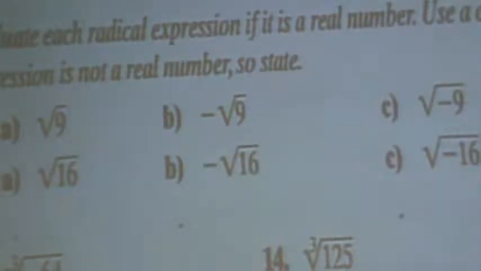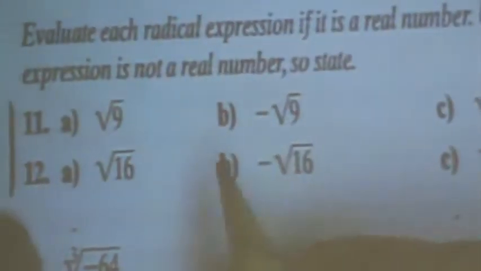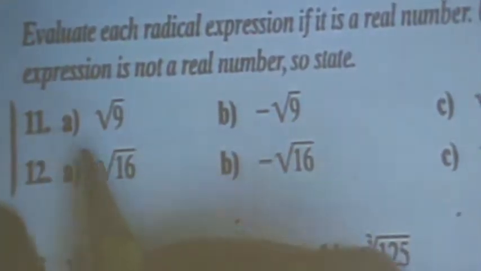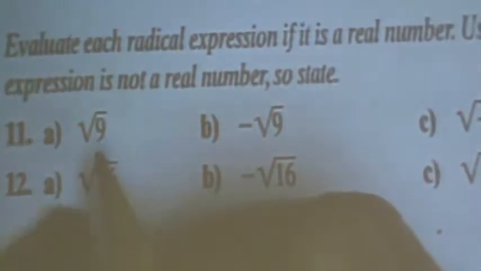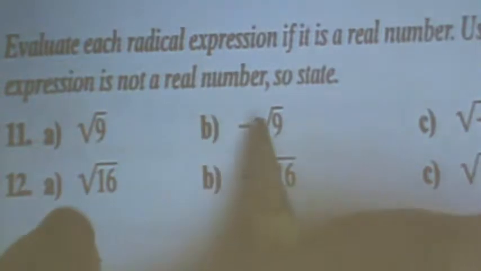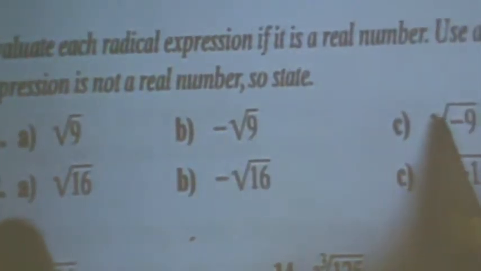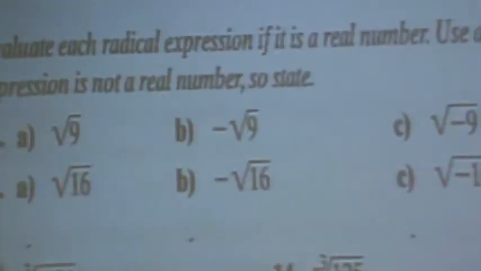Okay, this is Math 1000, Chapter 7, Section 7-1. These are your radical expressions, and you're going to evaluate them. So, for problem number 11, it's broken up into 4 sections, A, B, C, and D. And all of the indexes are 2, because you do not see an index here.